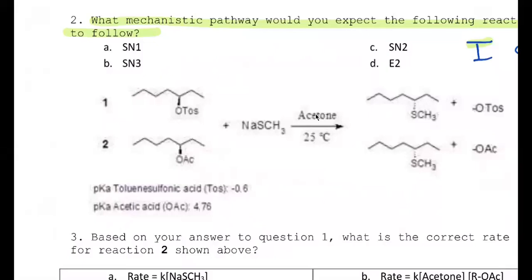Secondary. I heard somebody mention it. I know it's Monday. Secondary. Good. So it's a secondary substrate. You know that secondary can go either way. It can be SN1 or SN2. So we need to look at something else. Let's look at the solvent.